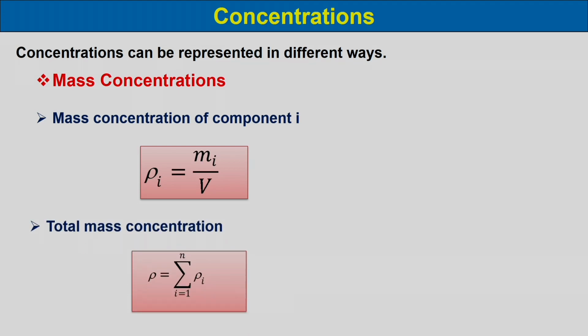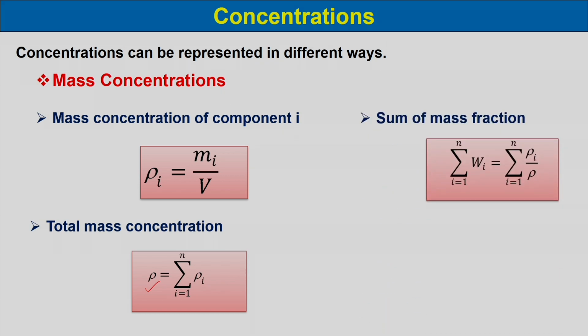The total mass concentration for a particular mixture can be calculated if we have n number of components, using this formula: rho is equal to summation over i equals 1 to n of rho i. The sum of all mass fractions, summation over i equals 1 to n of w i, is equal to summation over i equals 1 to n of rho i by rho. So, this will give the total mass fractions.